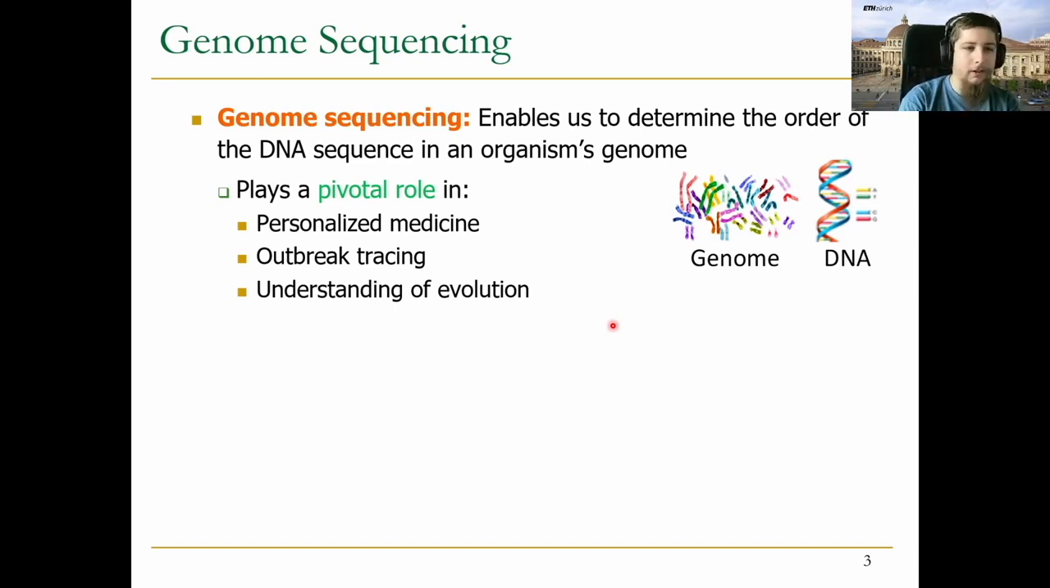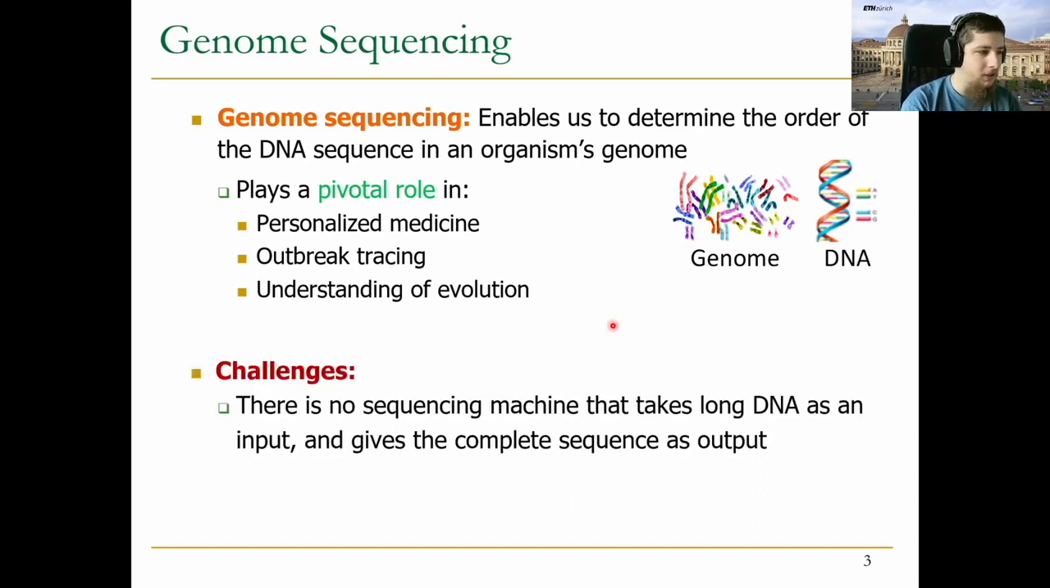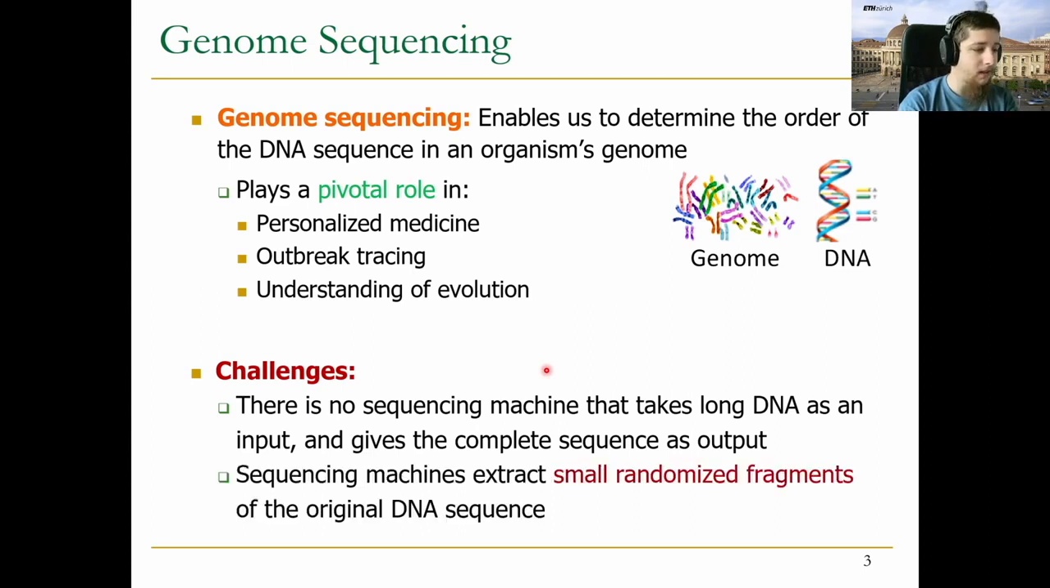Now there are some challenges here, because if you want to computationally analyze such a genome, you have to take some kind of physical sample and get a digital version of it. For that, you need a sequencing machine, and none of these sequencing machines take a long DNA as input and give the entire thing in one piece as an output. So what they do instead is all sequencing machines get small randomized fragments of this genome as an output.